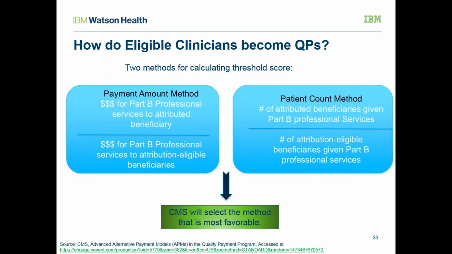The second piece is they create a threshold score. Those of us who've been around CMS for a long time know CMS loves to create scoring methodologies. So they've created two methods that will assess an advanced APM: a payment amount method and a patient count method. They will look at both of those scores, and whichever is more favorable in that calculation is the one they'll use to say, okay, where are you on the continuum of that scoring? So, next slide.